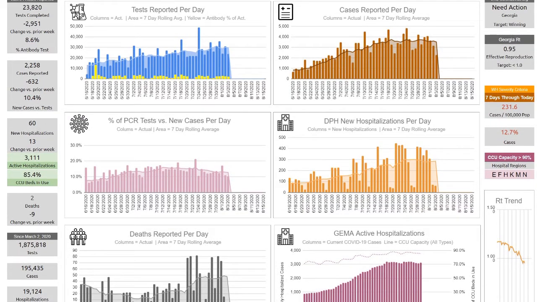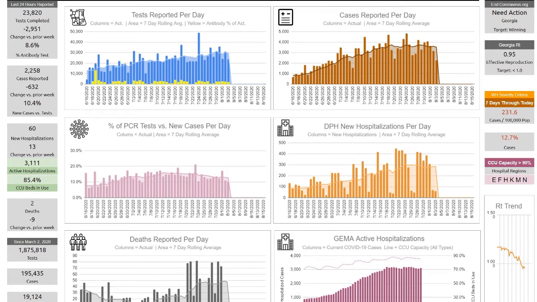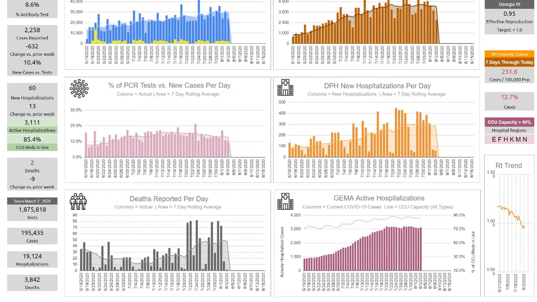Tests were down over last week by about 10%. Cases were down by 632 over last week, but remember yesterday, cases were up by 400. So again, net that out. We're at about the same place we were after a Sunday and Monday last week. 60 new hospitalizations, that was up 13. So a little bit higher, but not significantly so. I didn't do the Sunday Monday comparison there, but you can certainly stare and compare that.